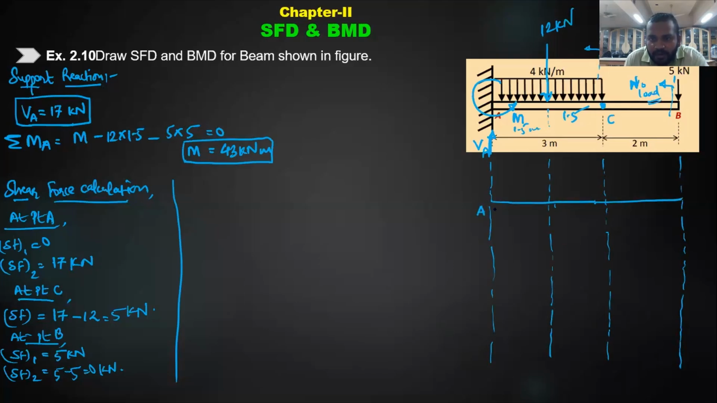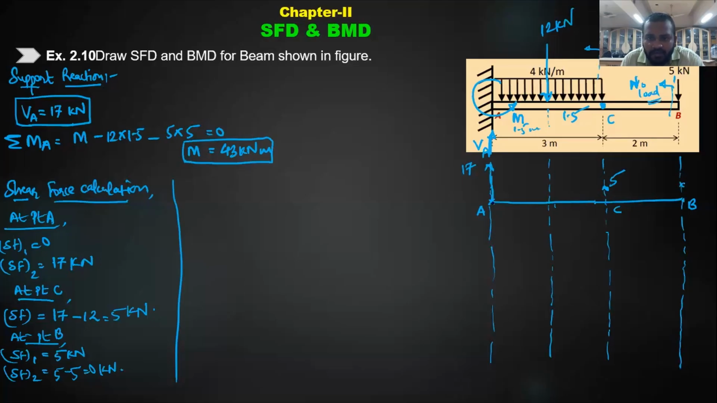So point A, 0, point C and point B. I didn't need to consider this line. Okay fine. So at point A how much? 0, then 17, 17, okay. So 0 and 17. Next, at C there is 5, only one value: 5, 5. And at B, 5 and 0, 5 and 0, yeah.